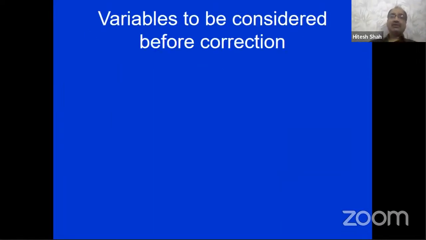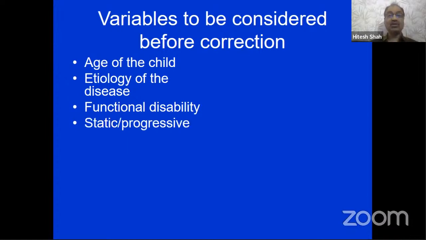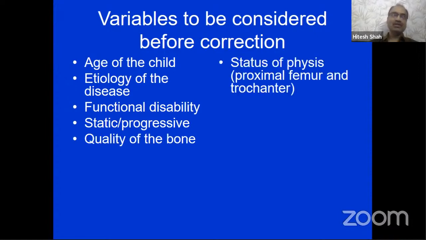The message I want to give is, what are the variables we need to consider before the correction? This is the age of the child, if it's very young, whether remodeling potential is left or not left. Etiology depends on the various etiology, whether osteopenia is present or not. What are the functional disability and long-term effect, whether it is static or progressive problem. The quality of bone, whether it's good or poor.